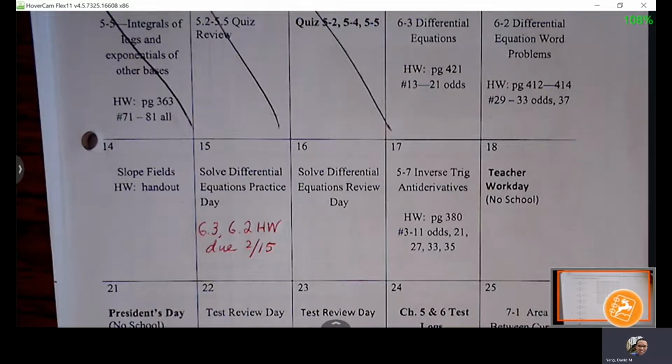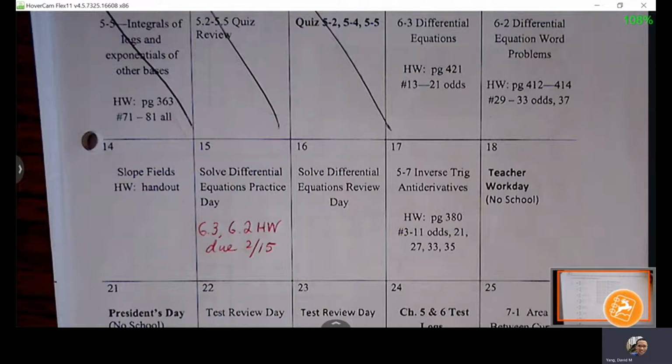I'm going to check homework tomorrow for the 6.3, 6.2, so if you haven't had a chance to finish up on those homework, I'll send out reminders this afternoon for you guys to hopefully get those done, so I can check those tomorrow at the beginning of class. Today we're talking about slope fields. It says homework handout, but I won't assign homework for slope fields. I think we can cover a lot of that today as well as tomorrow in class. So the homework that I'm gonna check tomorrow is just from Thursday and Friday from last week, okay?